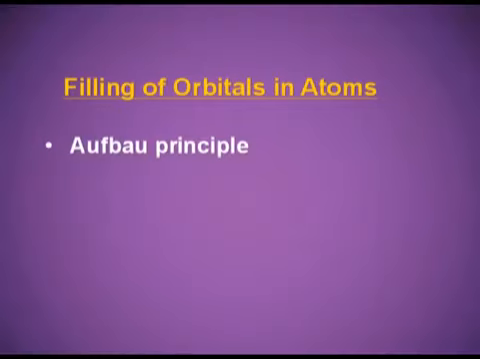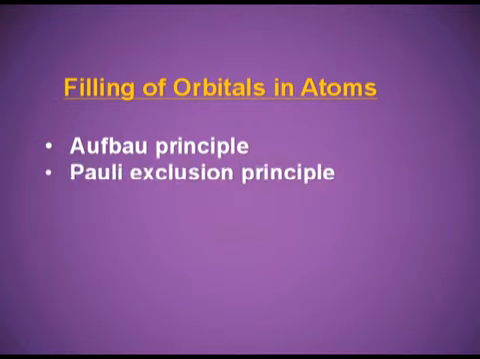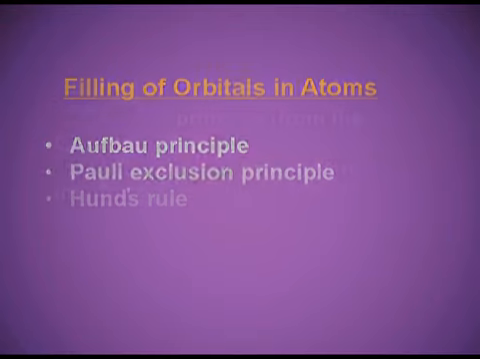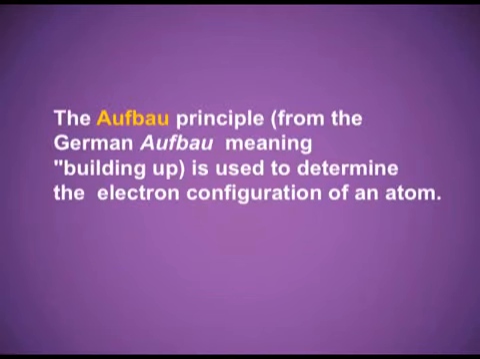Now let me proceed further and explain how these orbitals are filled, how these electrons enter these orbitals. What are the rules which are governing the filling of these orbitals? There are three rules: the Aufbau principle, the Pauli's exclusion principle and the Hund's rule. The Aufbau principle. Aufbau means the building up.